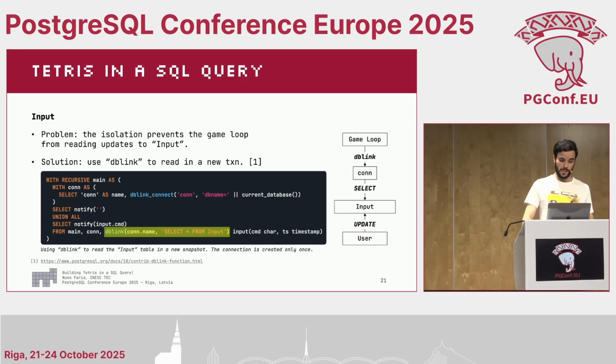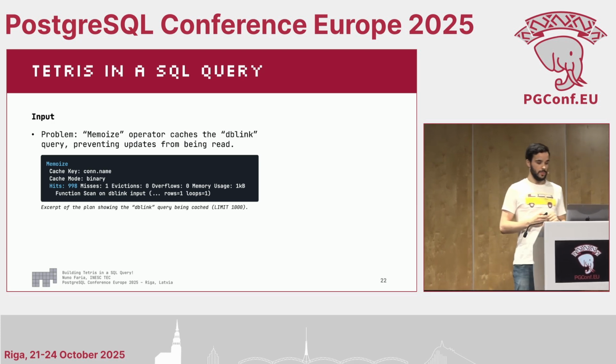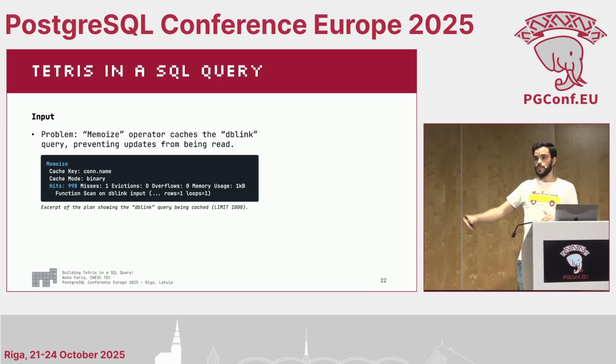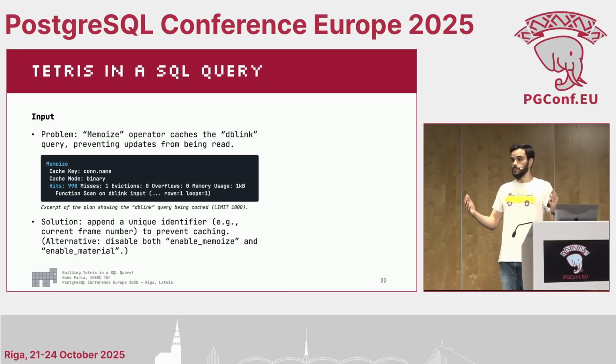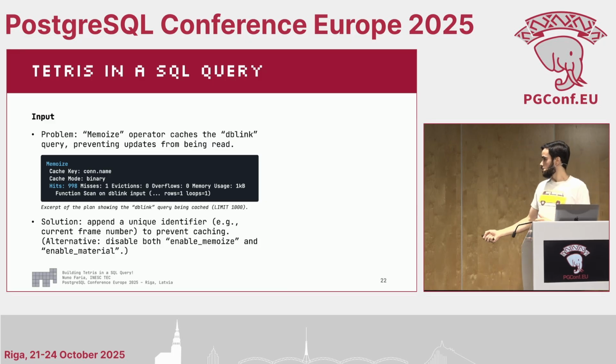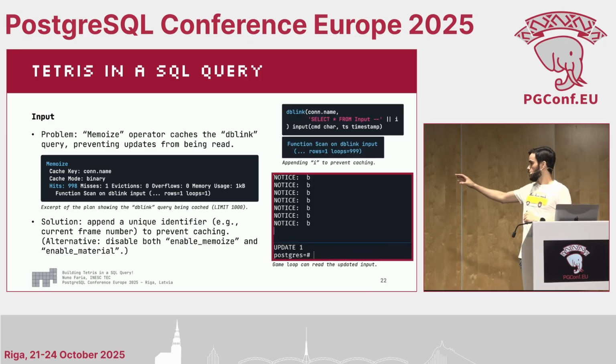But Postgres is smart, and it says no. I'm going to cache those results because the query that you're trying to execute is always the same, so no point in executing it over and over. So we need to trick Postgres and make the query unique. We can simply add a comment with the frame number, and the query is unique, and thus no caching is made. Or we can also use or disable these caching operators. And finally, now we can get the recursive CTE to read updates made to that table, so then it can keep processing the game.